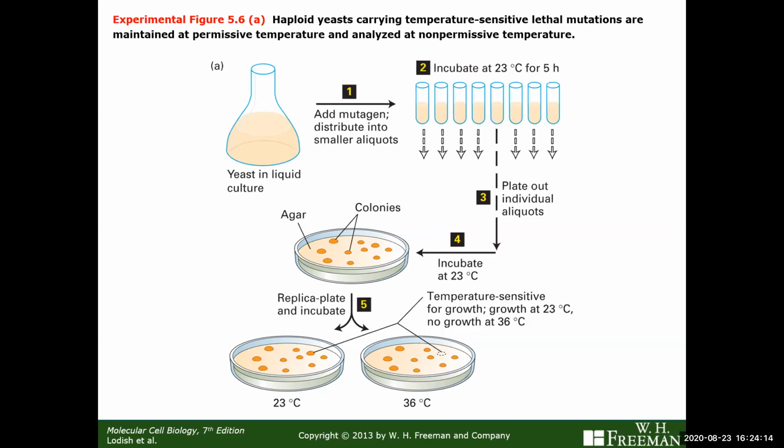Okay. Now, let's get into the first classical experiment that is used for connecting genotype to phenotype. Now, yeast cells normally grow at 37 degrees centigrade. They can normally grow at 37 degrees.